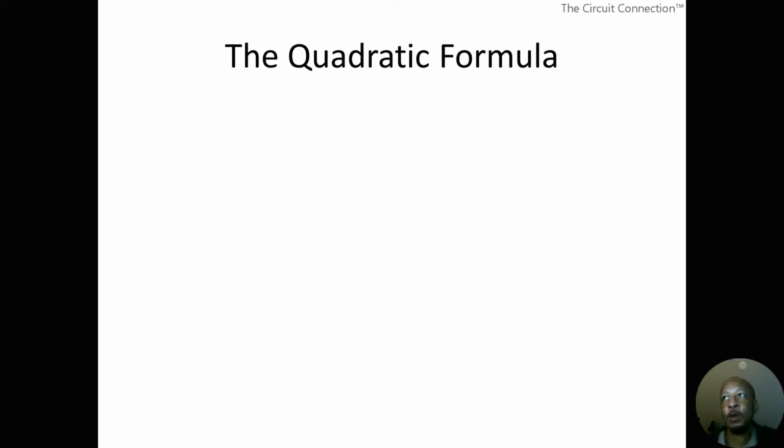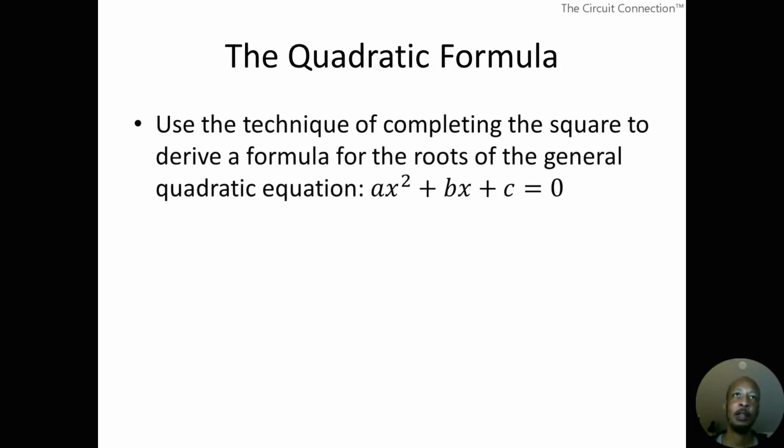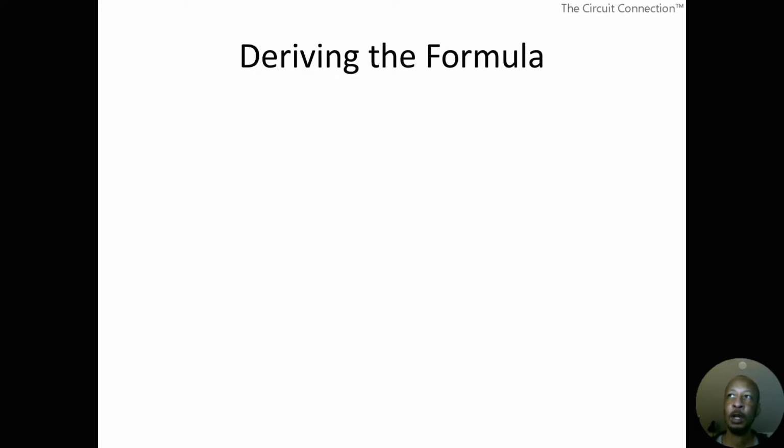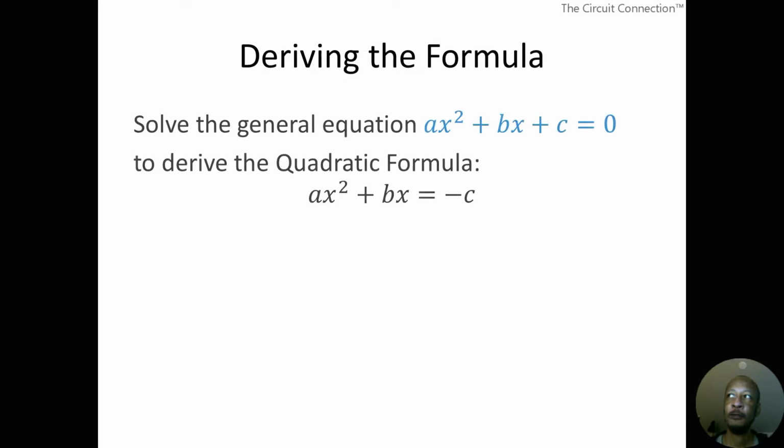So next, we're going to derive the quadratic formula. So how do we do this? Well, we do this by using the technique that we just went over, the completing the square technique, to derive that formula for the roots of the general quadratic equation. Again, that general equation is ax squared plus bx plus c equals 0. And the quadratic formula can be used to solve the quadratic equation that we have here. So let's go ahead and start deriving the formula.